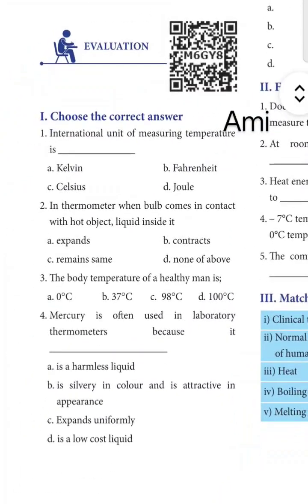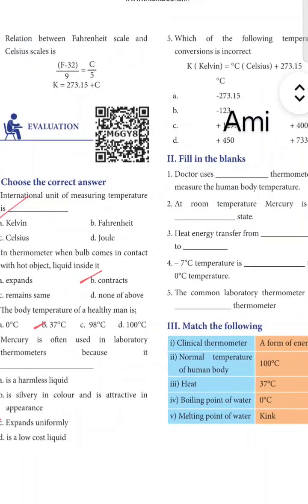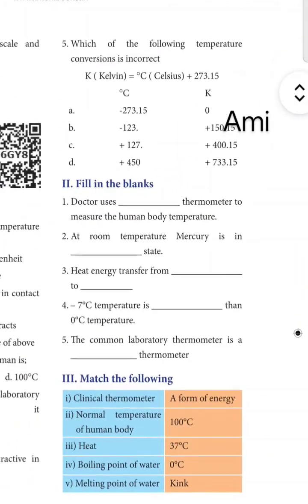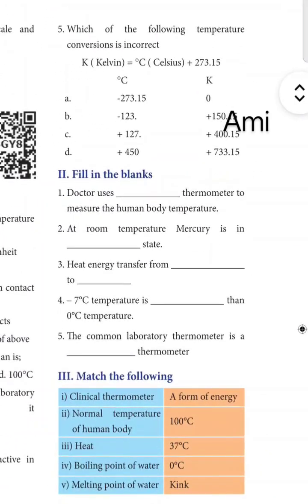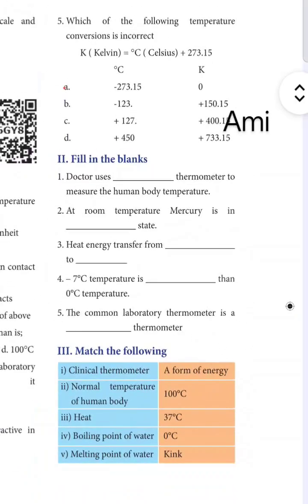The international unit of measuring temperature is Kelvin, option A. In a thermometer, when the bulb comes in contact with a hot object, the liquid inside it expands. The body temperature of a healthy man is 37 degrees Celsius. Mercury is often used in a laboratory thermometer because it expands uniformly. Next, which of the following temperature conversions is correct? You can observe and tell that it is option A. A doctor uses a dash thermometer to measure human temperature, that is, a clinical thermometer.